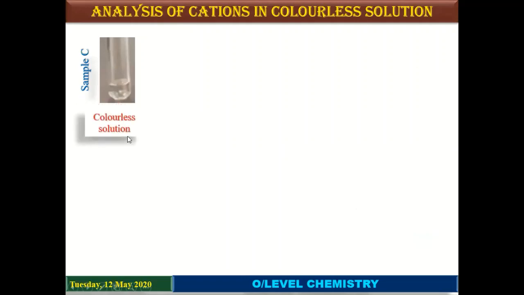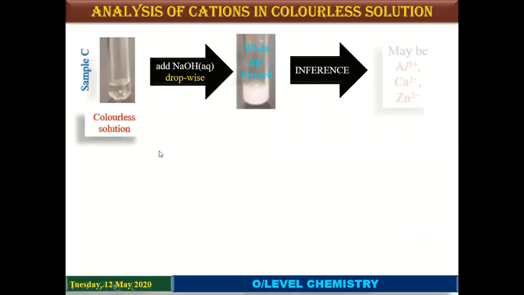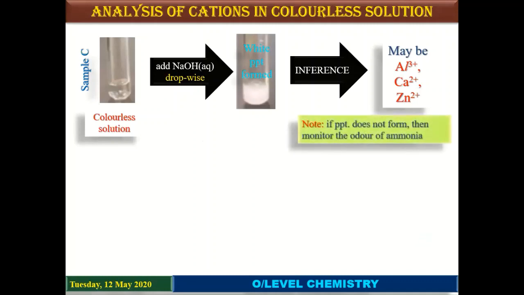Now see sample C. Sample C is also a colorless solution. You can see that on adding sodium hydroxide in a small quantity, again we have got white precipitate, and this white precipitate shows the presence of aluminium, calcium, and zinc ion. Again, remember that we have a fresh sample C, so we cannot exclude the possibility of calcium. So there might be the white precipitate of aluminium, calcium, or zinc hydroxide.